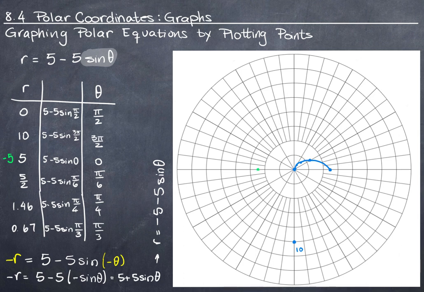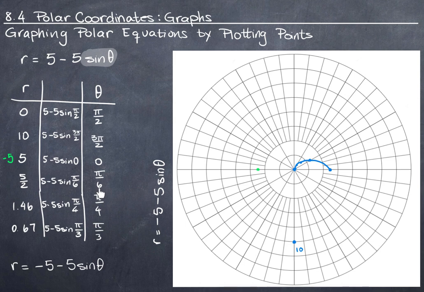If I plug in pi over 6, again, not into the original equation, but into this new version of it. I think at this point I'm going to turn this around. I'm going to erase this work, but know that this result came from replacing both negative r and theta with their negatives. So now if I plug pi over 6 into this equation, I get 5 halves. But if I plug pi over 6 into this equation, I get negative 5 minus 5 times the sine of pi over 6, which is a half, which is negative 5 minus 5 halves, which is, let's see, negative 10 minus negative 15 halves.